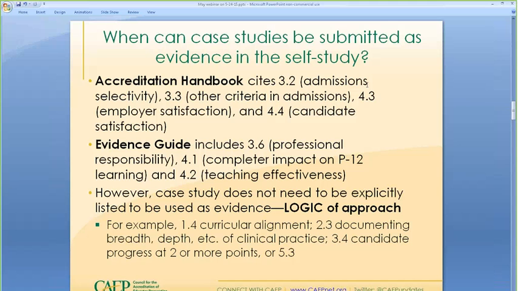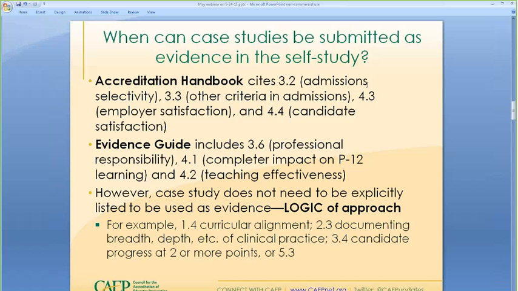But the most important thing I think I learned from talking to CAPE staffers in preparation for this webinar was that case study does not need to be explicitly listed for you to be able to use it as a basis for your evidence submission. What was pointed out to me was that it's really the logic of an approach. How is it that case study could be a way for you to get at some of the nuances of a particular standard or component? You should think about case study not just in terms of what CAPE has stated, oh, you can use it here, you can use it there, but think of ways that you feel case study would be an appropriate approach for you.